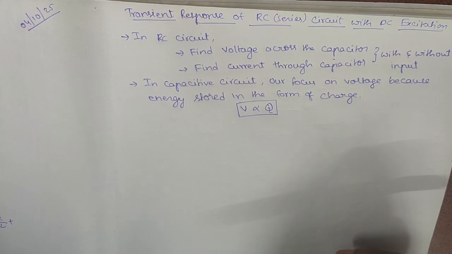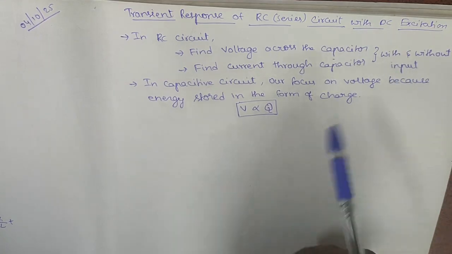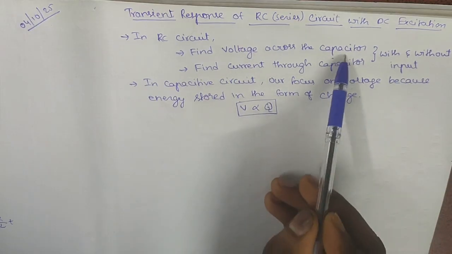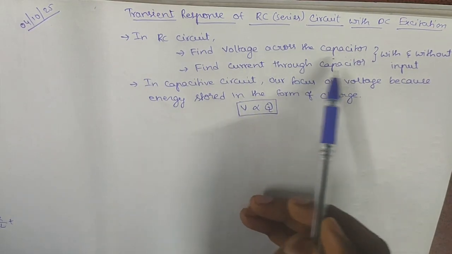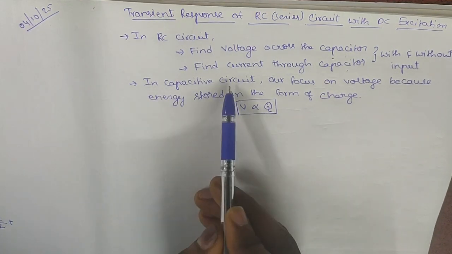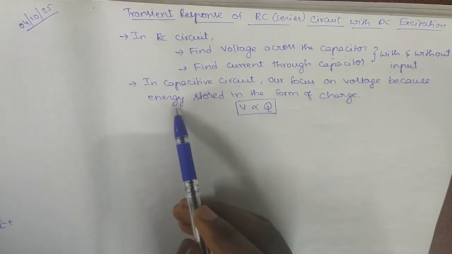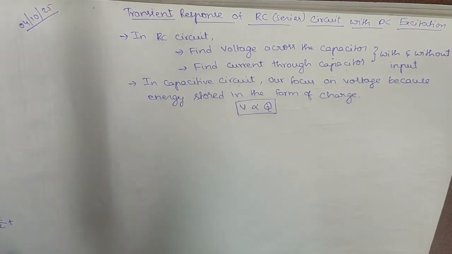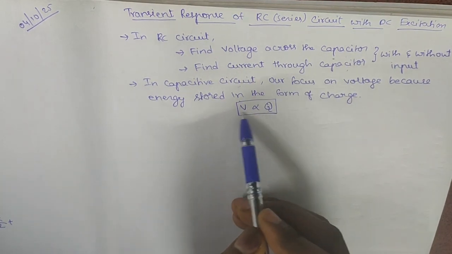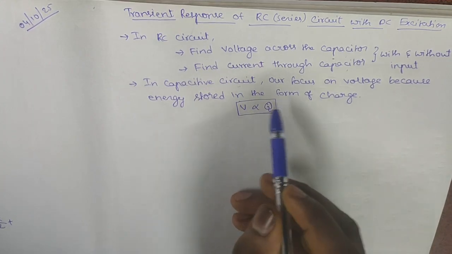Today's topic is the transient response of an RC series circuit with DC excitation. In this, we are going to first find the voltage across the capacitor and the current through the capacitor, with and without inputs. In a capacitor circuit, we are focused on voltage because the energy stored in the capacitor is in the form of charge. Charge is proportional to voltage. So first we will be finding the behavior of the voltage.